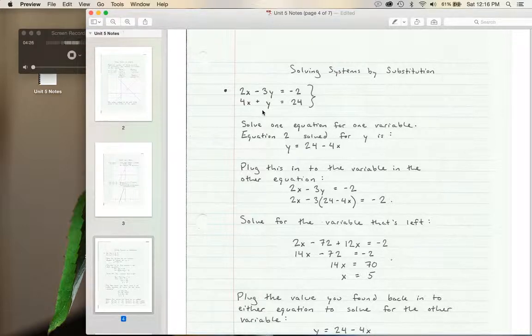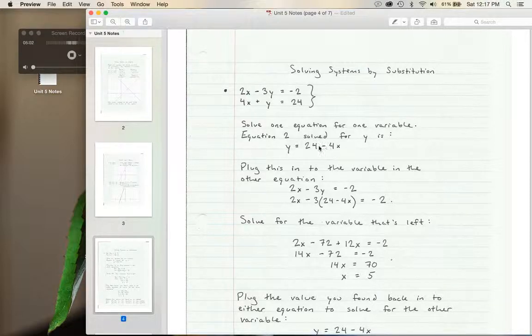I like to take the easy road when I can, so I see that there's just a plain y here in the second equation, and that would be nice to solve for because it wouldn't require as much algebra to get this y by itself in this equation. So for this example, I'm going to choose to solve the second equation in terms of the variable y. When I do that, I'll have to subtract 4x from both sides, and I'm going to end up with y is equal to 24 minus 4x.